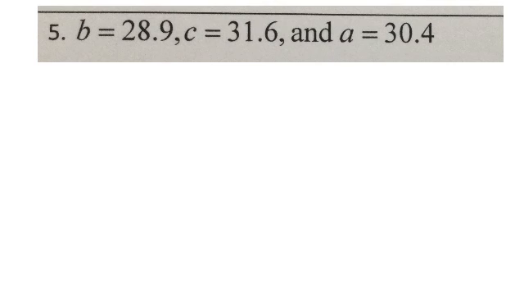Okay, so if I look at 5, I've got B equals 28.9, C is 31.6, and alpha is 30.4. I'm going to assume that's supposed to be degrees. Okay, so I set up my triangle. So if alpha is 30.4 degrees, so I'm giving side here.